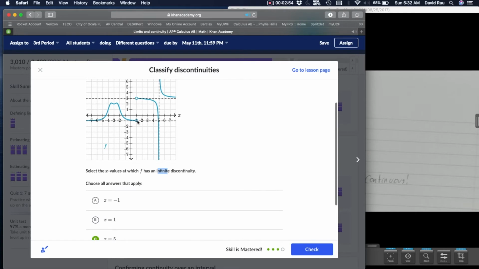Now, why do they include negative 1? I don't know why. Nothing's really going on there. And when it looks like nothing's going on, that actually means it's continuous at negative 1. But anyways, let's maybe see 1 or 2 more of these.